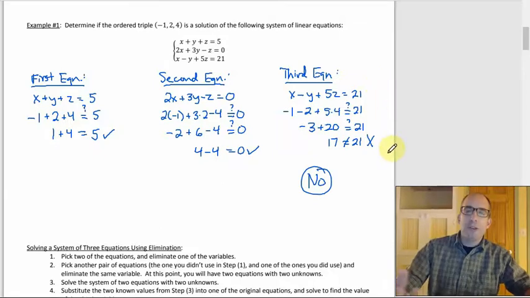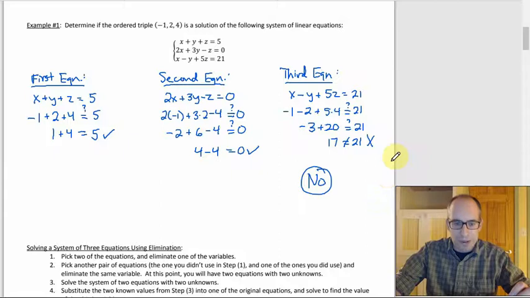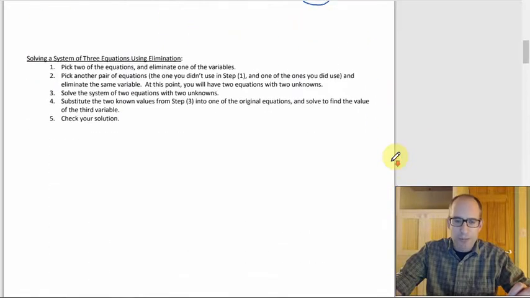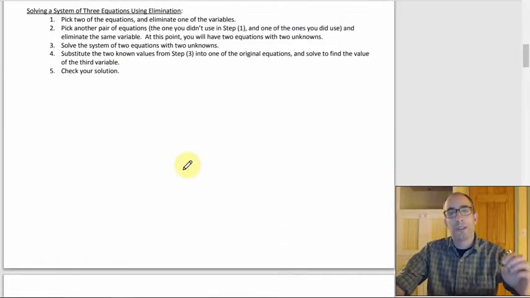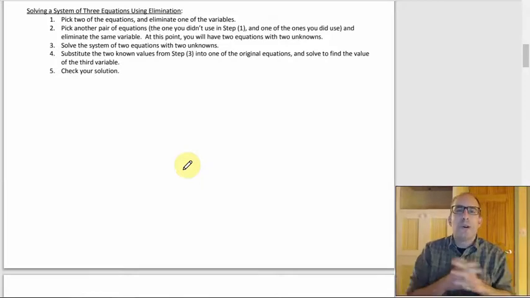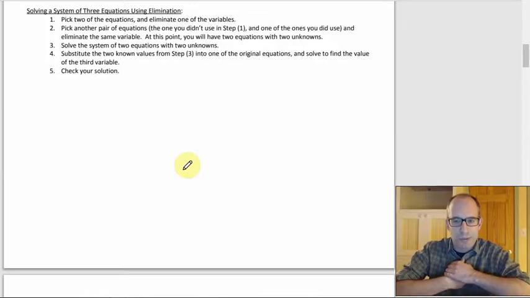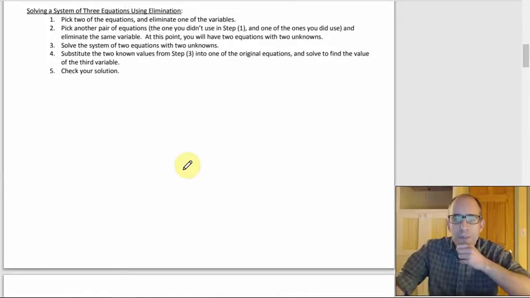All right, there's a little bit in this section of just checking to see whether an ordered triple is a solution to this system of equations. But mostly what you end up doing is trying to solve a system of equations. So how do you do it? It's a little bit different, although there are parts of this that end up being the exact same sort of thing we were doing in 3.1.